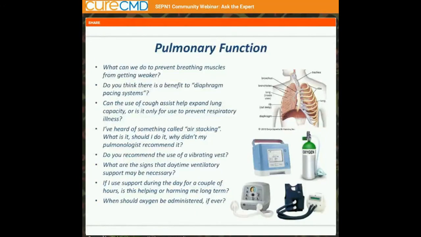Can use of the cough assist help extend lung capacity, or is it only to be used for preventing respiratory illness? That's an excellent question, and I guess to this question of range of motion therapy for the respiratory system. One of the nice things about the cough assist is that you can set it to deliver a breath that would be, from a volume standpoint, well above what you would typically be breathing at rest. And so that allows you to not only re-expand the lungs and open up areas of atelectasis, but also stretch the muscles of the rib cage, the muscles controlling how the ribs articulate with the spine, and then also the abdominal muscles to help maintain flexibility.